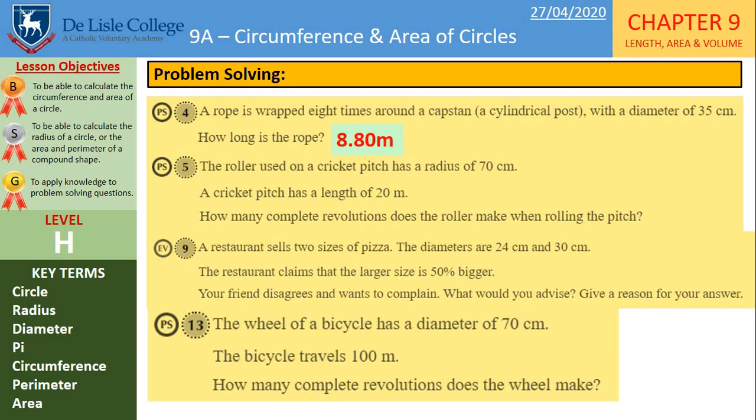The answer to question 4 is 8.80 metres. The answer to question 5 is 4. That'll be 4 revolutions that the roller makes. The answer to question 9, the claim is correct because the ratio is just over 1.5 to 1. And question 13, complete revolutions is 45.